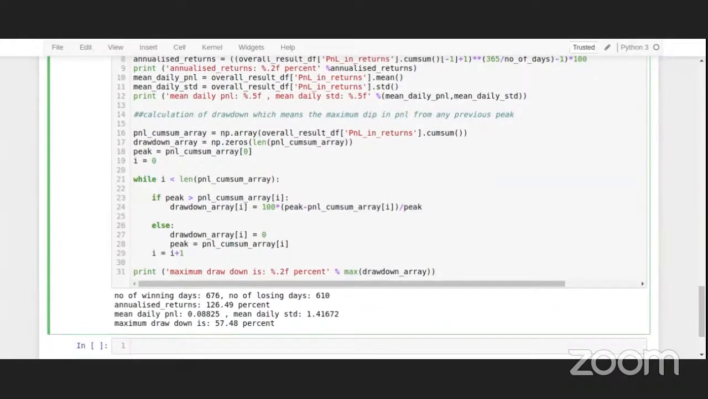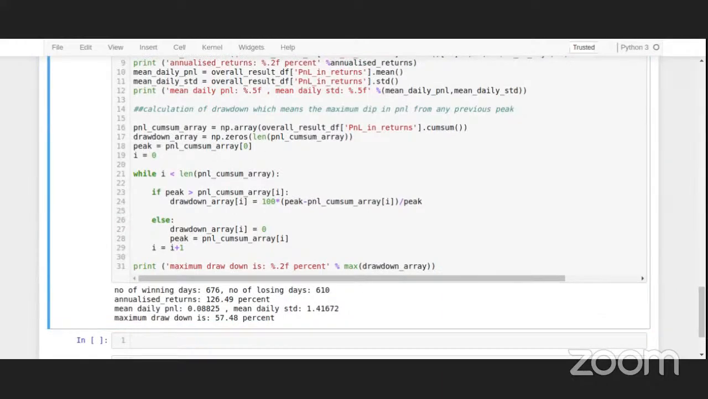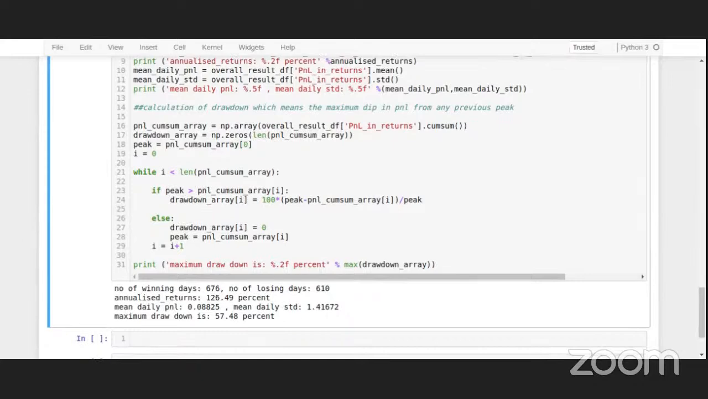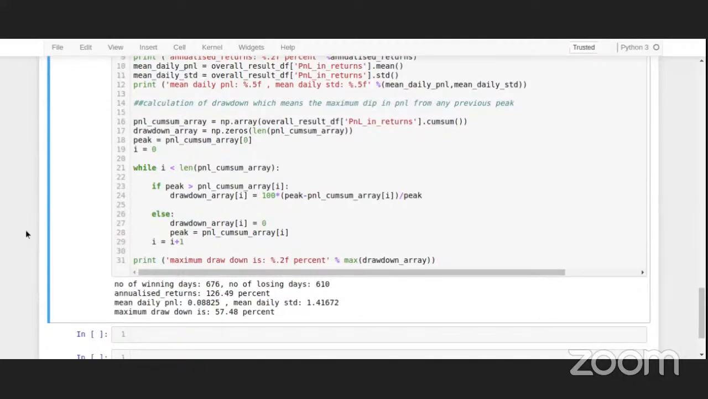Drawdown is basically how much your strategy has lost from its peak value. Let's say you are running a strategy. You start with an initial capital of 100, and let's say it went up to 140. Your maximum PNL was 140, and then after 140 it came down to 70, and then it settled at 90. So your drawdown is the move from 140 to 70, which is 50%. So your drawdown is 50%. Drawdown is basically how much loss you are making from the highest value of PNL.